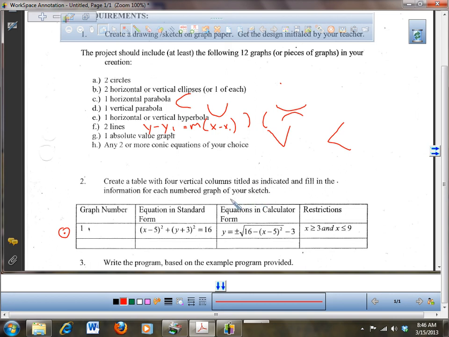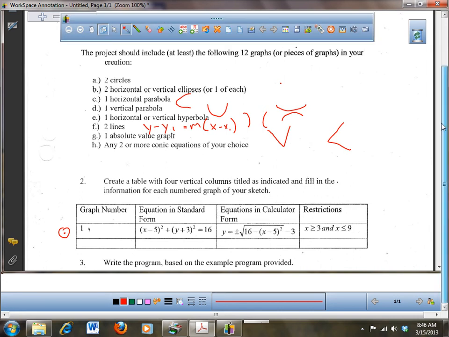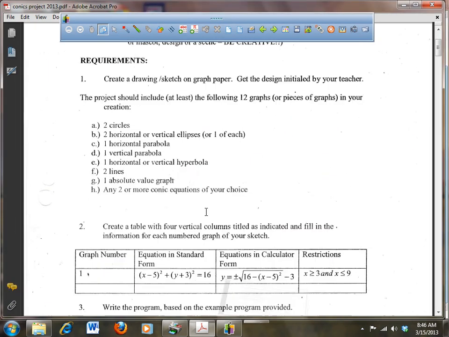So that's why I want to initial your original sketch, because I want to make sure that you are using math to figure out what your equations should look like, not the other way around. I don't want you to come up with some random thing in your calculator and then go, oh, here's my original graph. You have to actually make your program match what you want to do. All right. So that's that.